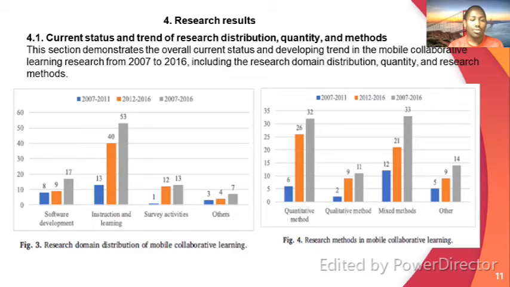So software development is almost similar in the first and second period, but in the second instruction and learning domain, the second period is dominant. When we come to research methods in mobile collaborative learning, in the first quantitative method, the second period is more dominant. That means in the second period they used more quantitative methods. Next to quantitative method, they used mixed method.